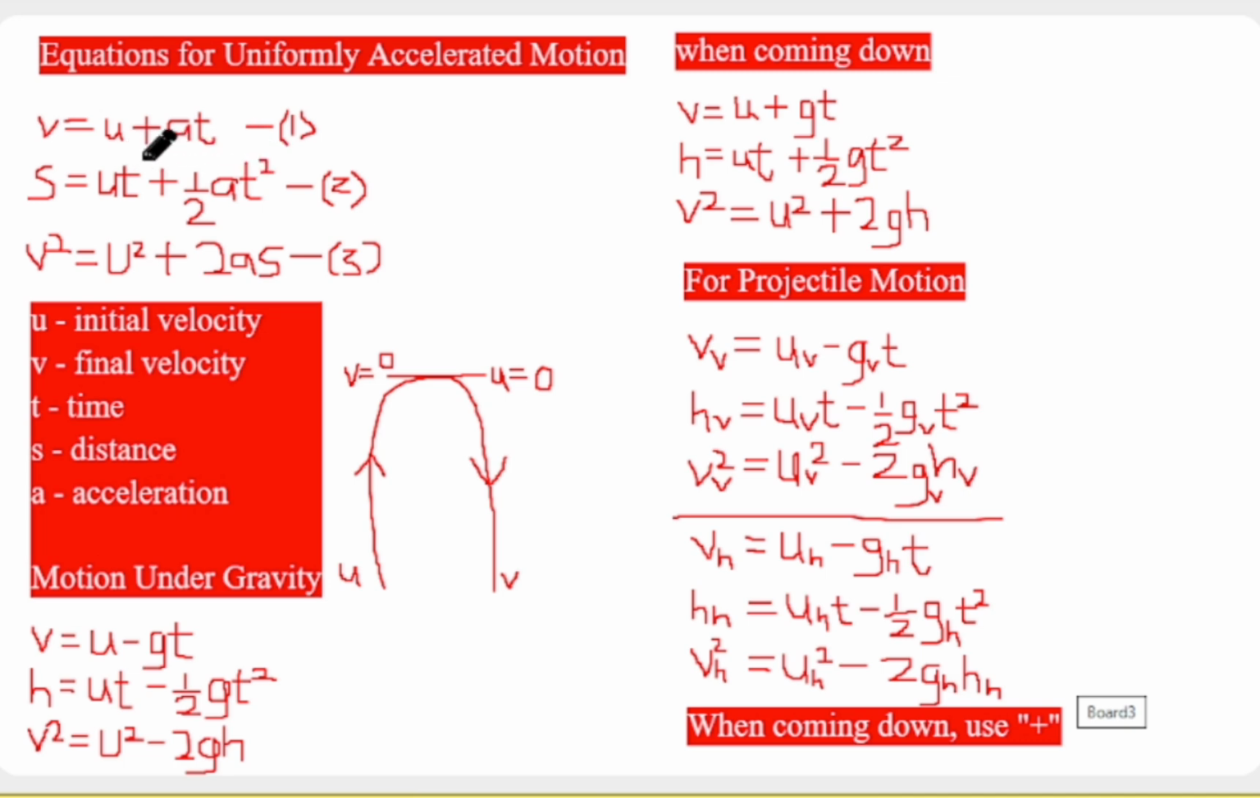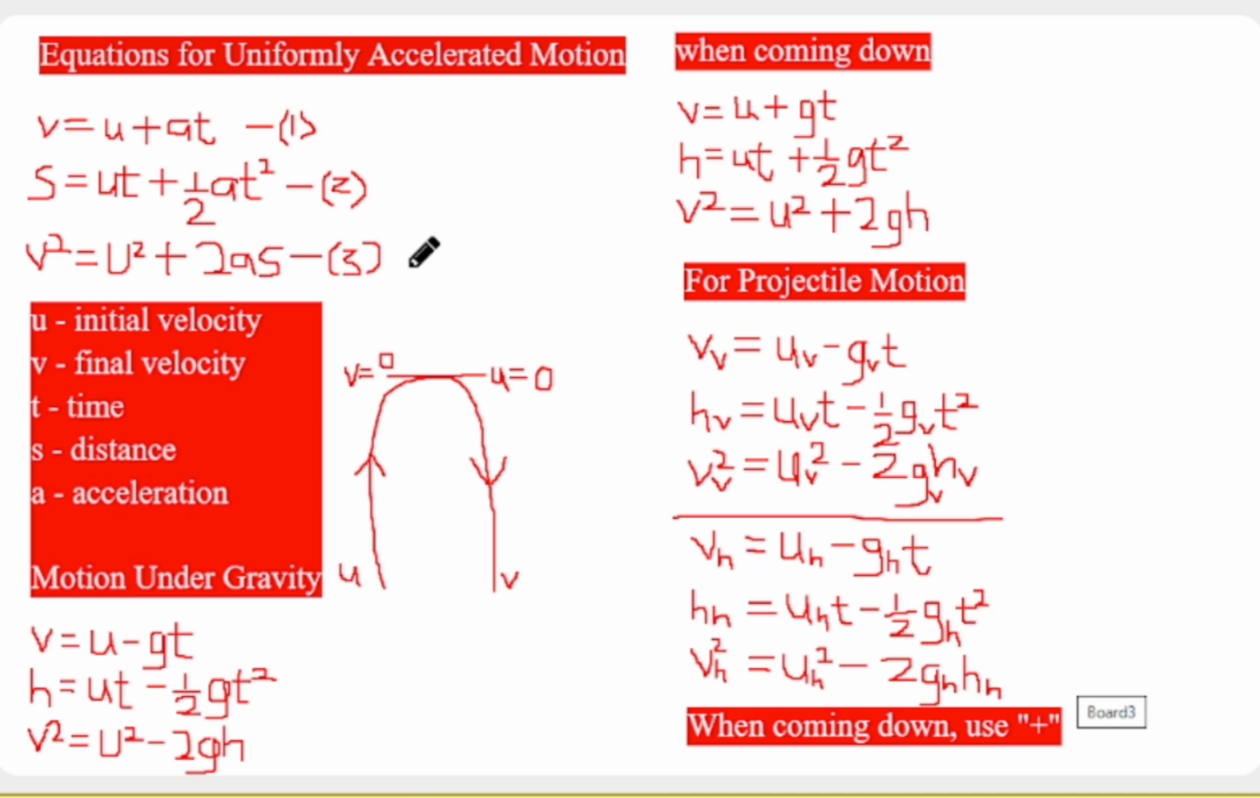Equation 2 is s is equal to ut plus half at squared. That is our equation 2 that we can use for any uniformly accelerated body. Then the third one is v squared is equal to u squared plus 2as, and that is our equation 3.